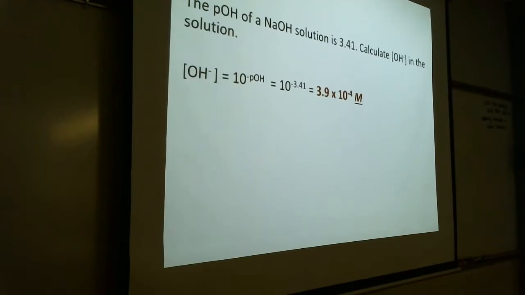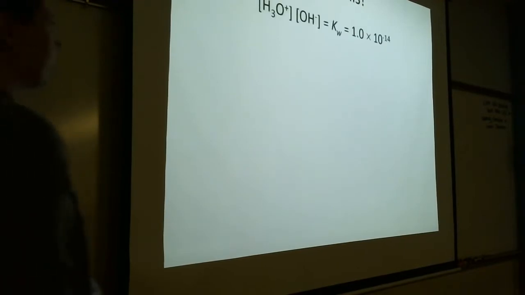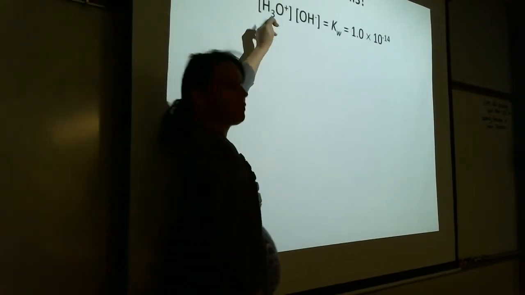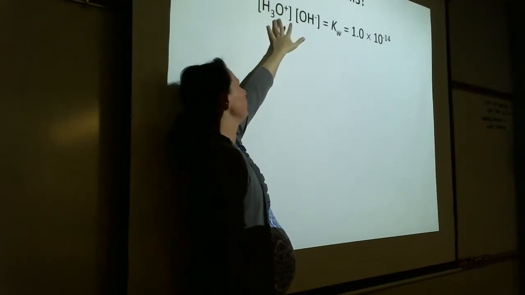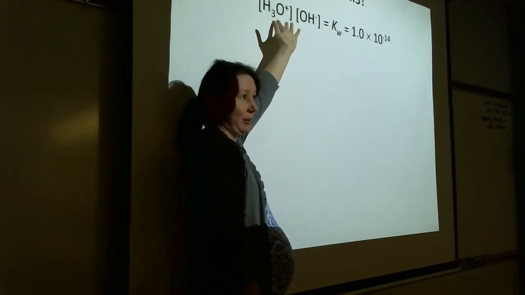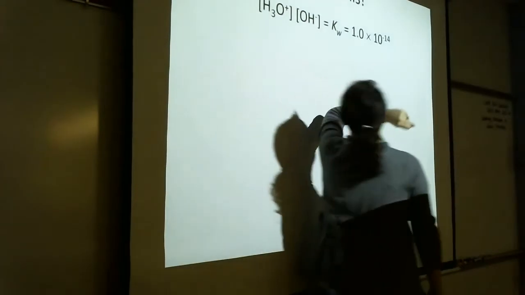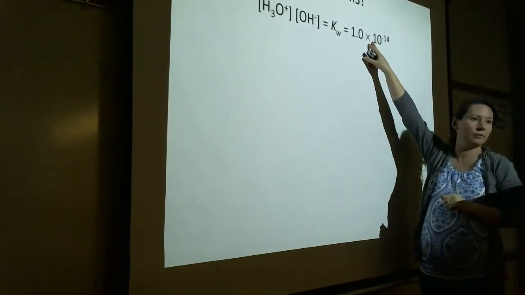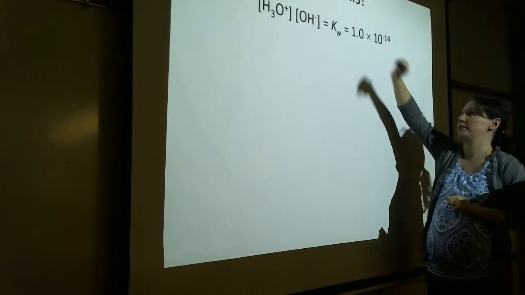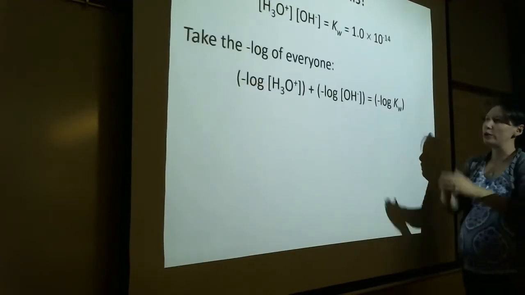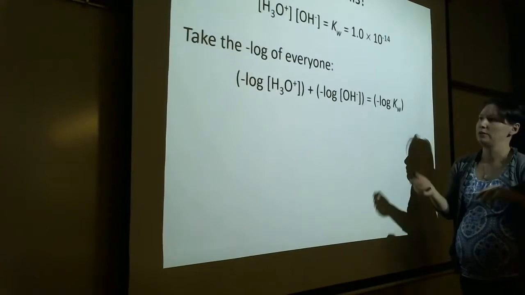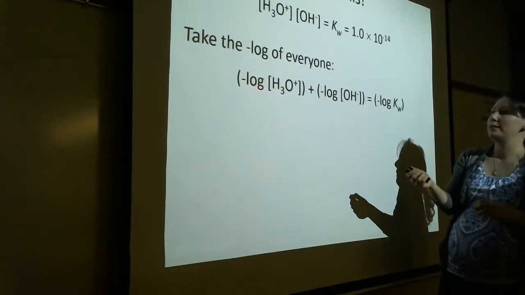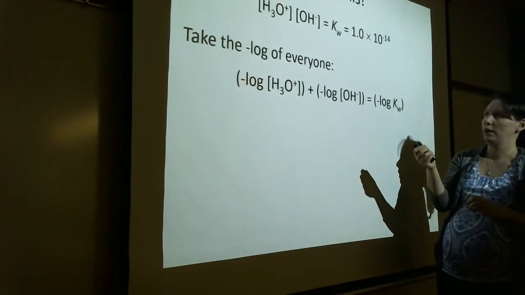Is everybody good? Now here's a fun little derivation I'm just going to show you so that you can have an idea of where it comes from. Here's Kw, right? That's where we started today. And I told you, okay, this is great. It's going to lead us into pH. How's it going to lead us into pH? So this is the value at what temperature? 25 degrees Celsius, right? So if we took the log of everybody, took the negative log, I should say, what's the negative log of that?